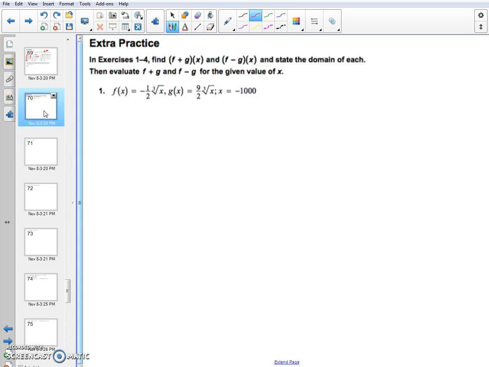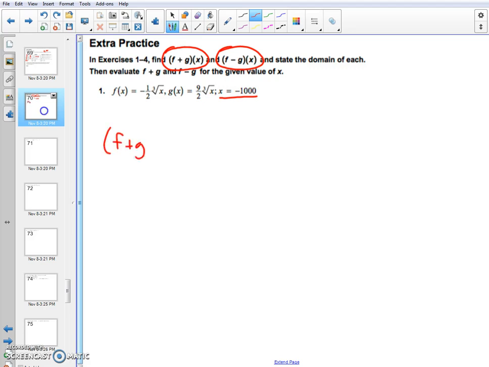Okay, so we're going to be looking at number 1 here. They give us two functions, f and g, and we want to add the two functions together. This is the notation we'll be using for that, and subtract them. So that's our notation. We're going to be looking at the domain of each. And then they ask us to plug in for the given value of x, which is the third thing they tell us, negative 1,000. So let's look at adding the functions together first.